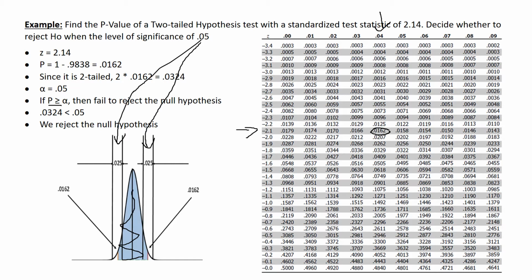Outside of that, I'd fail to reject. Outside of that, I reject it. 0.0162 is outside of 0.025 on both sides. So I would reject the hypothesis where P equals 0.0162.